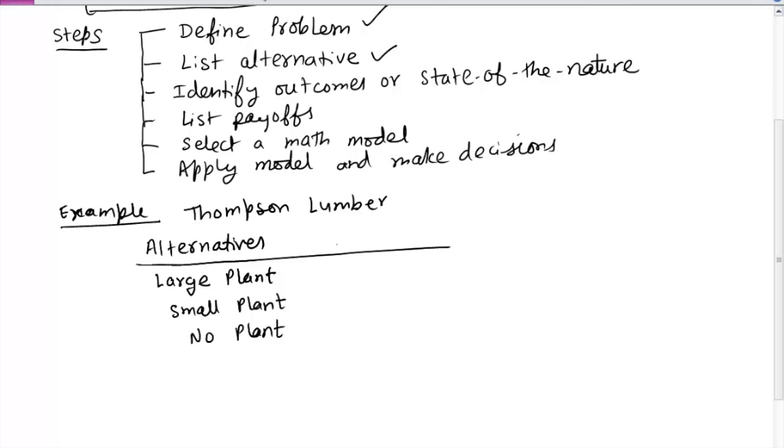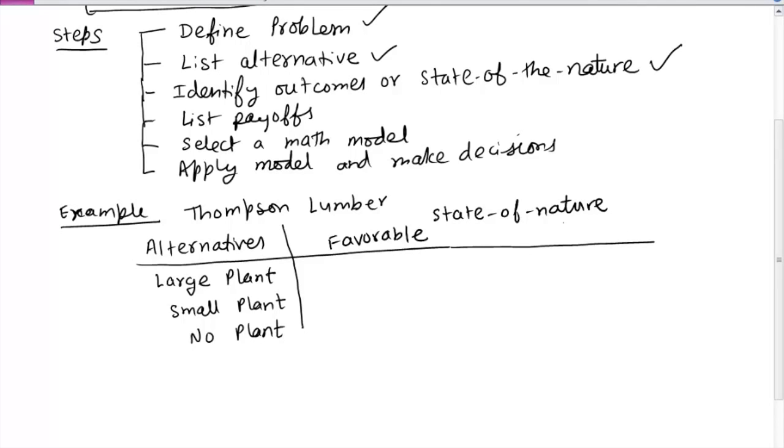Now the next step is to identify outcomes or state of the nature. Could be either favorable to this new product or unfavorable. So favorable means obviously that the product will be very successful, there will be a lot of demand, and this company will be able to sell more and more of these products. And unfavorable means that the demand will not be that strong. Next step is to list payoffs.